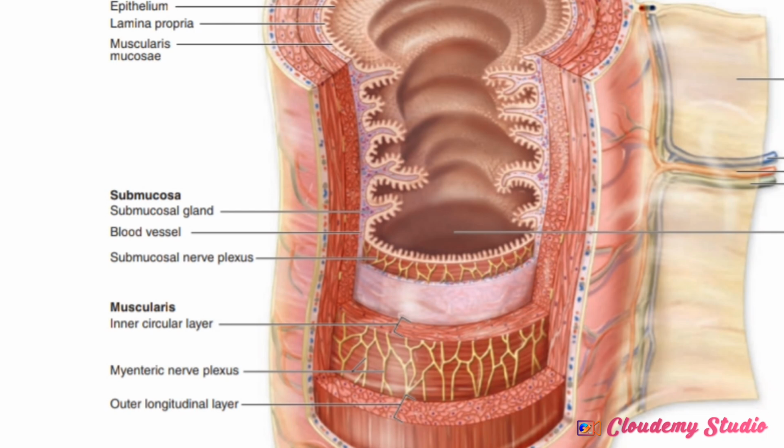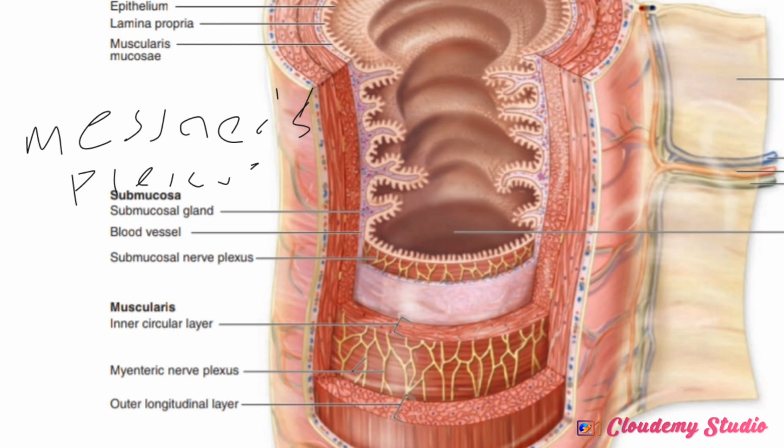Now, apart from these blood vessels and lymphatics, it is also made up of a plexus of autonomic nerves, known as Meissner plexus. So look at this. The submucosal nerve plexus is known as Meissner plexus. So let me write it down. Meissner plexus. Understand? Meissner plexus.